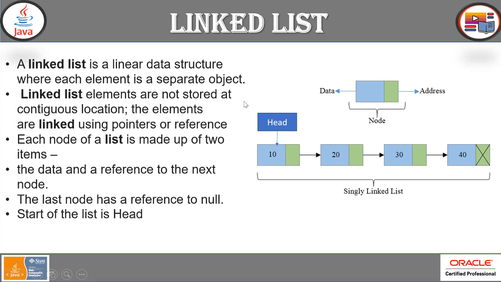In short, in generic form, the linked list elements are not stored at contiguous locations. The elements are linked using pointers or reference variables. Each node of a list is made up of 2 items: the data and the reference to the next node. The last node has a reference to null, and the start of the list is the head, as you can see here. So we are going to have a list of unsorted elements in a linked list data structure, and perform the merge sort steps, divide, conquer and merge, on this type of data structure.